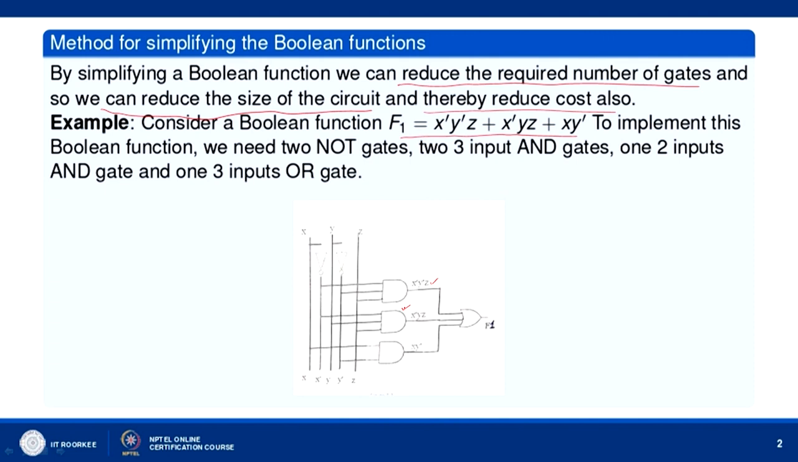Then the third term is x y'. So, we have this input x and this input y'. Two inputs are here, x and y', and to get the output x y', we use the AND gate. So, in the first AND gate, there are three inputs x', y', z. In the second AND gate, there are three inputs again x', y and z, and in the case of the third AND gate, there are two inputs x and y'. So, there are three AND gates.